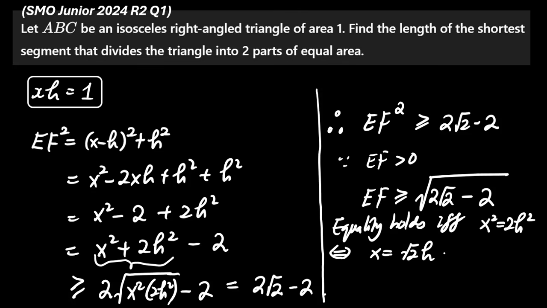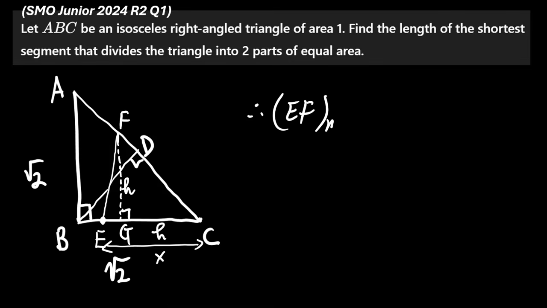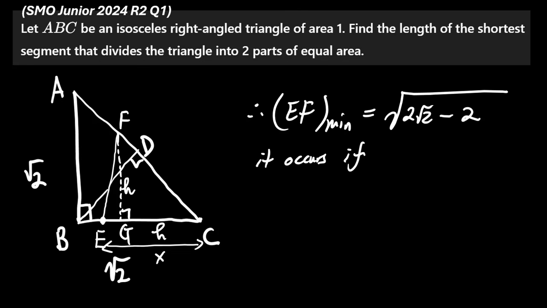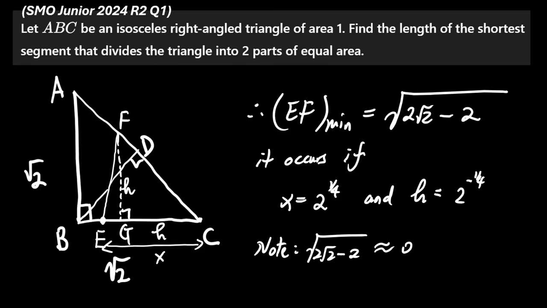Equality occurs when X squared equals 2 over X squared, which gives X equals 2 to the power 1/4. Therefore, the shortest segment EF has a length square root of 2 root 2 minus 2, which is approximately 0.9108. This is indeed less than 1, so EF is shorter than BD.